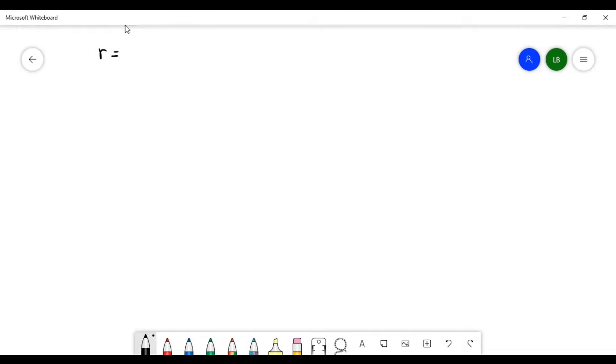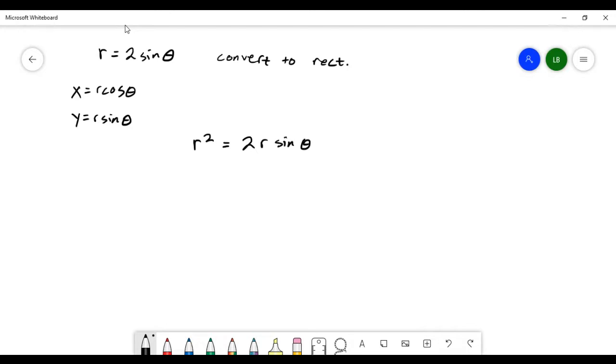Let's say you have r equals 2 sine of theta, and you wanted to convert it to rectangular. Well, we know that x is equal to r cosine of theta, and y is equal to r sine of theta. So wherever we see sine of theta, we need to multiply both sides by an r to get r sine of theta. That way, we can take this portion out, replace it with a y, and conveniently, we ended up with an r squared on this side, which we can then replace with an x squared plus y squared. And of course, the 2 remains the same. So our rectangular equation would be x squared plus y squared is equal to 2y.